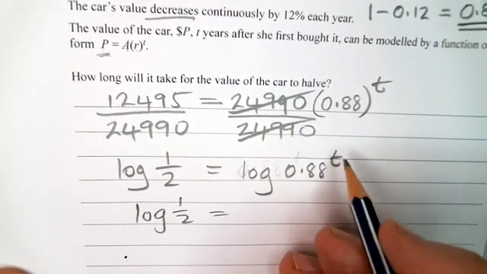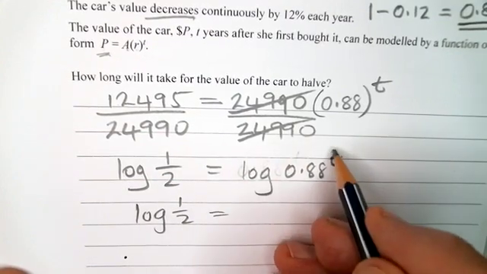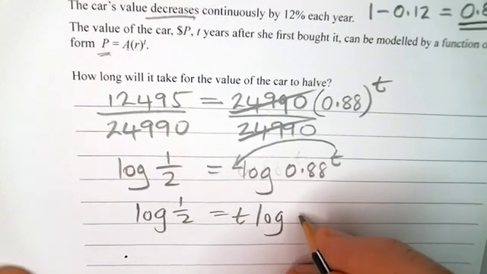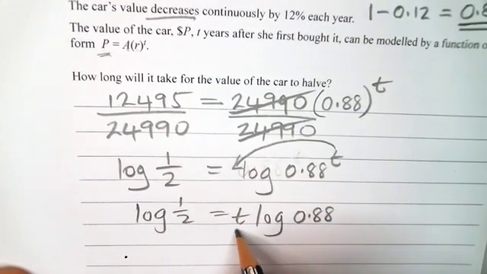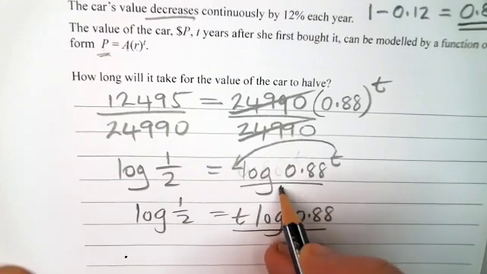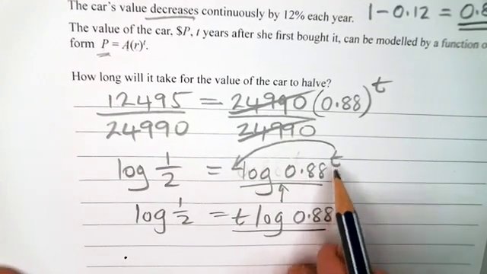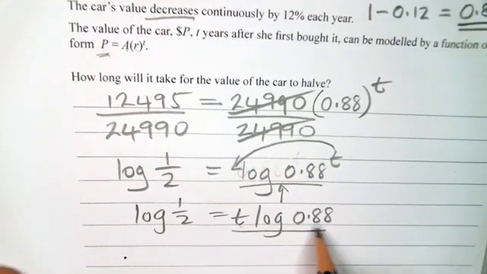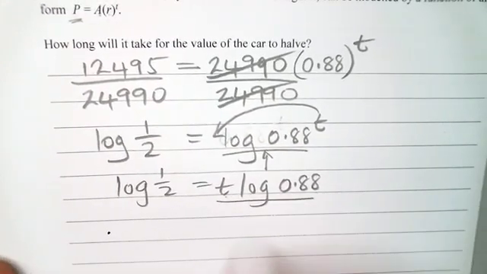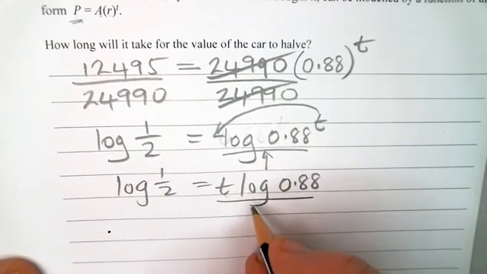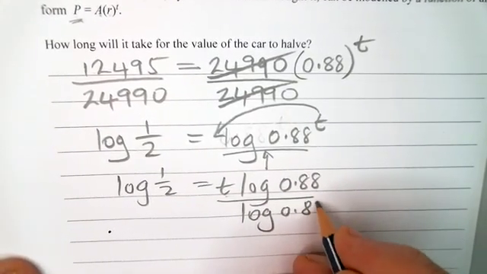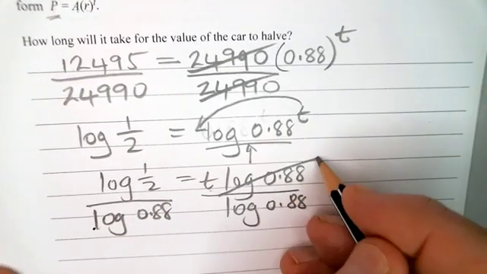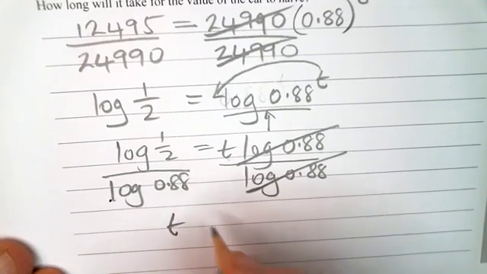But here the index t can move out in front as a coefficient. So it's going to be t log 0.88, because this here is the same as this here. I can either put it as a power of the log, or take the index and put it out as the coefficient of the log. Same deal. Now I wrote a line under that, so I'm going to use the vinculum and divide this by log 0.88, and divide this by log 0.88. Of course, that divided by that is a 1, and t is going to be the time.